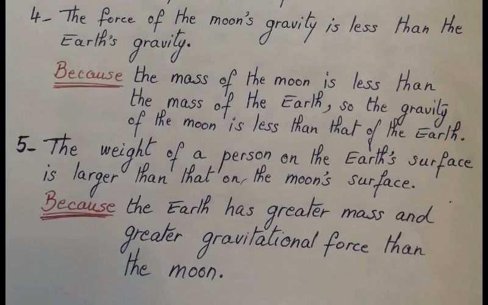Question number 5. The weight of a person on the earth's surface is larger than that on the moon's surface. Because the earth has greater mass and greater gravitational force than the moon, as we said a little while ago.